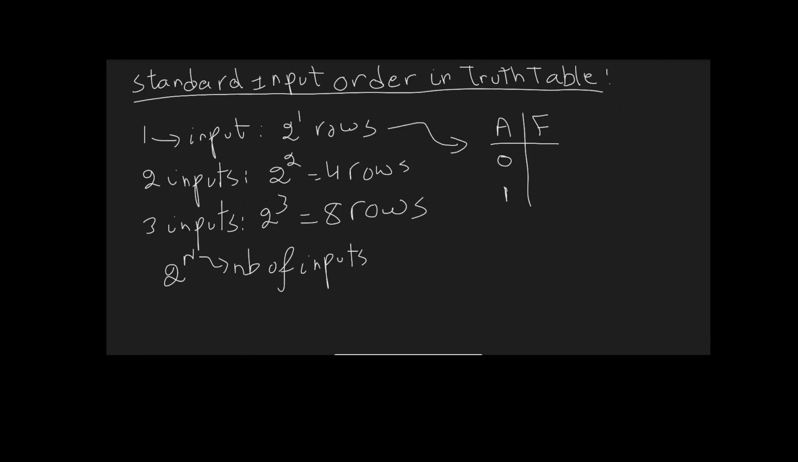How about when we have two inputs? Let's call them A, B, and also the output F. The standard order we follow is to start with 0, 0, 0, 1, 1, 0, 1, 1. And we call these M0, M1, M2, and M3.